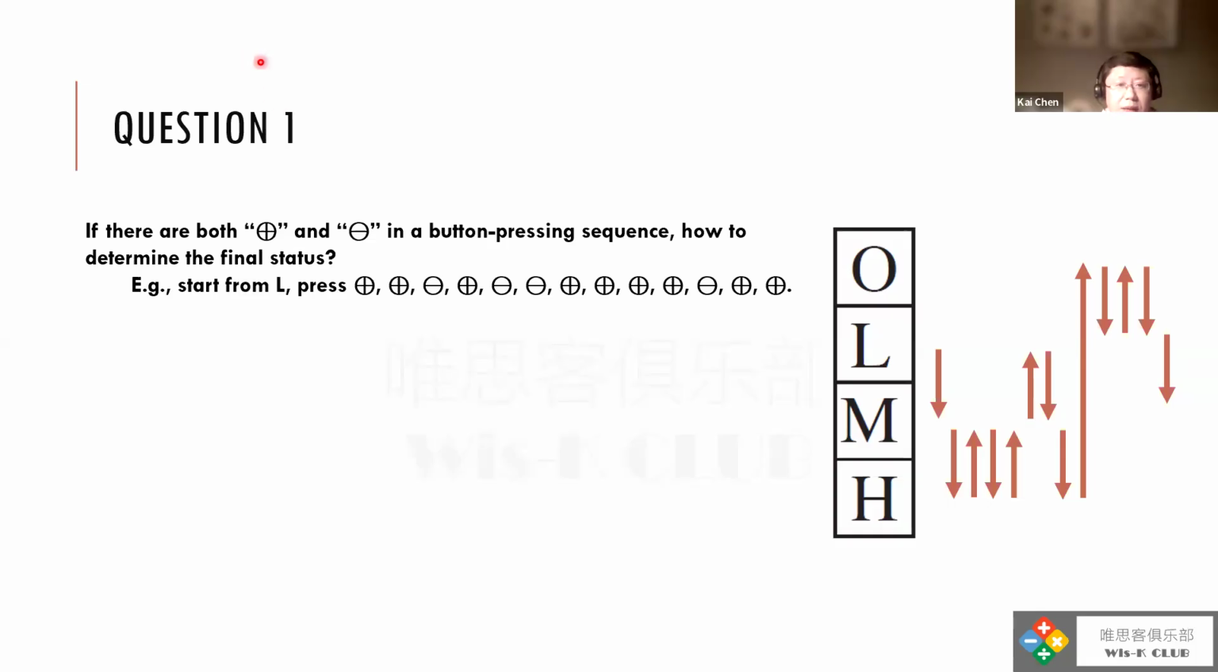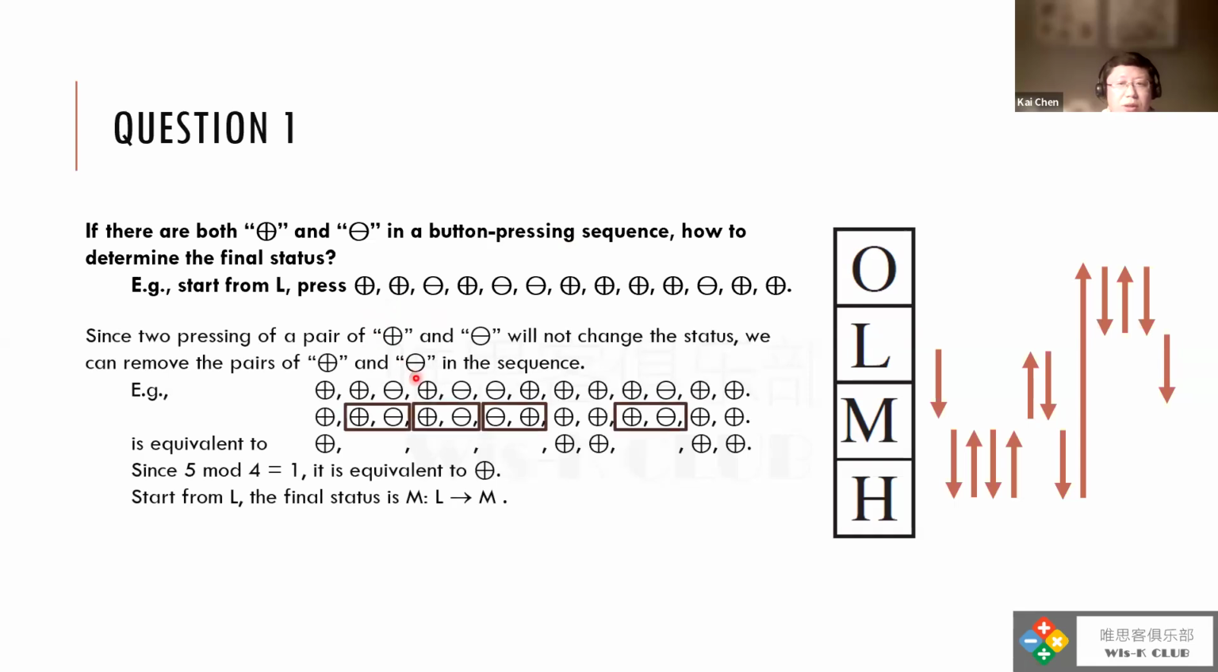Let me see. L, M, M. So Estelle says L, and Vivian and Wenyu say M, and also Austin says L. So you have both L and M's. You don't have a unique answer. How to answer this question? Of course, you can always do it like this.